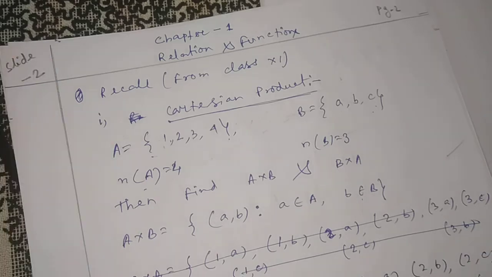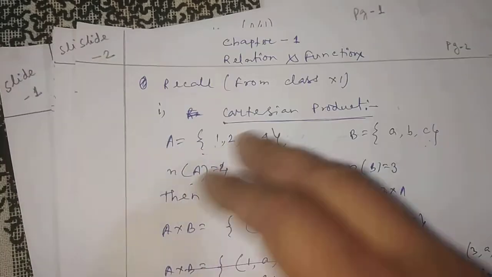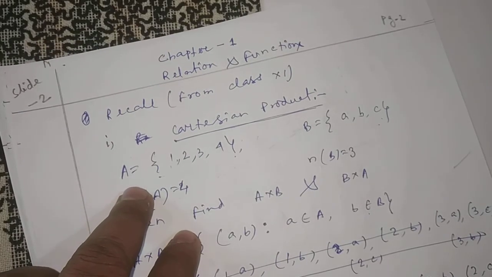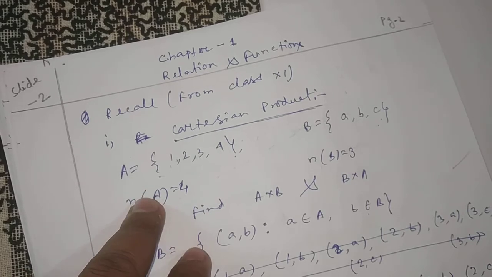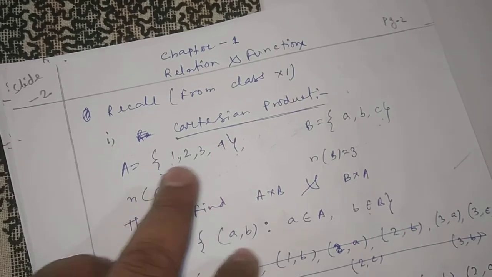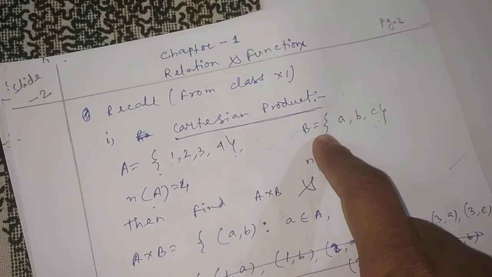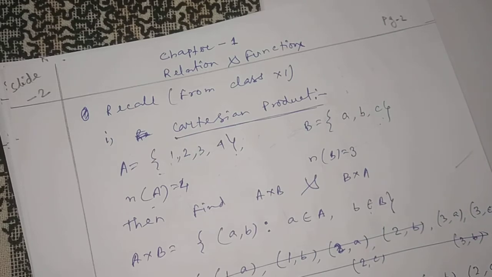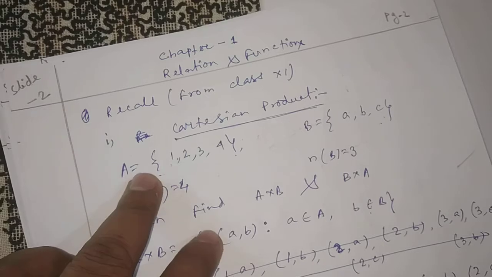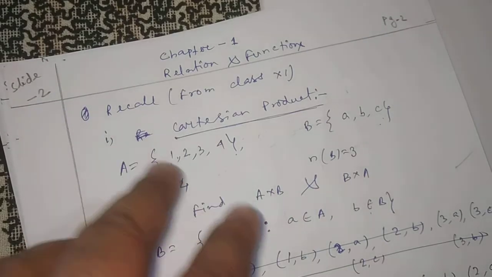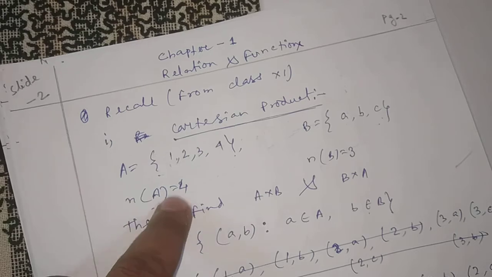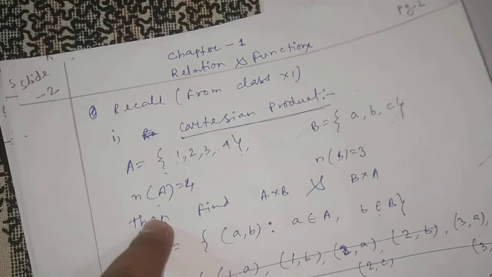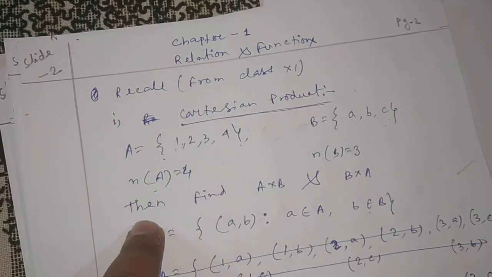So what did we learn in class 11? Let us recall it through examples. Suppose, as an example, I am taking 2 sets, A, which contains 4 elements, 1, 2, 3, 4, and let us take another set B, which contains 3 alphabetic elements, a, b, c. The number of elements in A is 4, the number of elements in B is 3. So n(A) equals 4, n(B) equals 3. n(A) equals 4 means the number of elements present in A is 4.